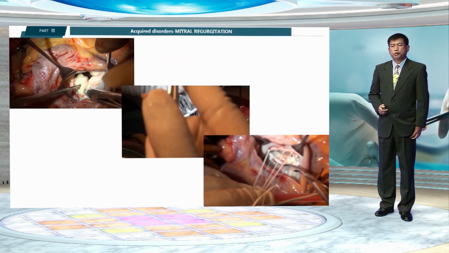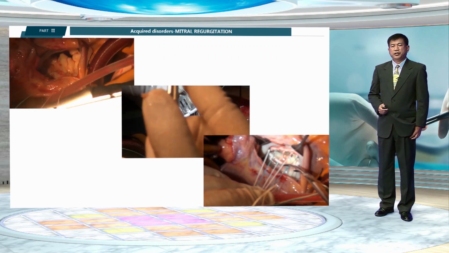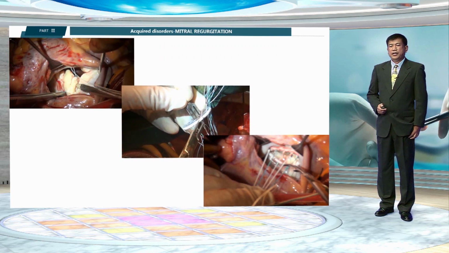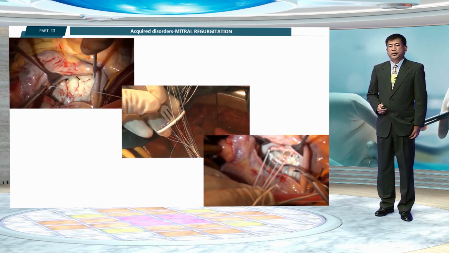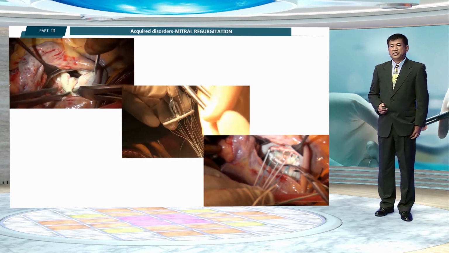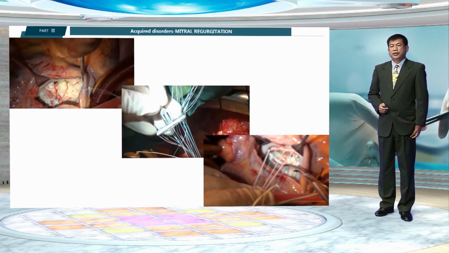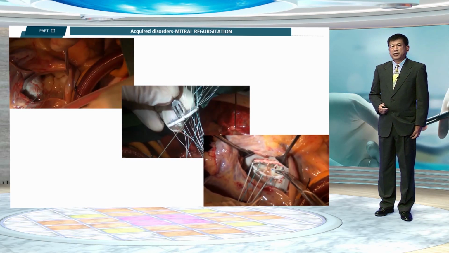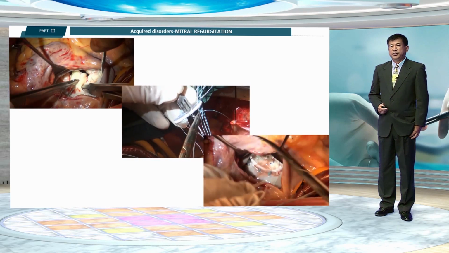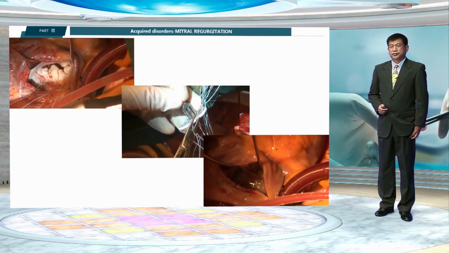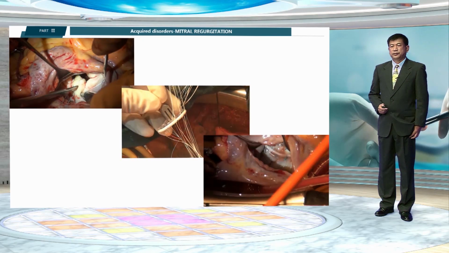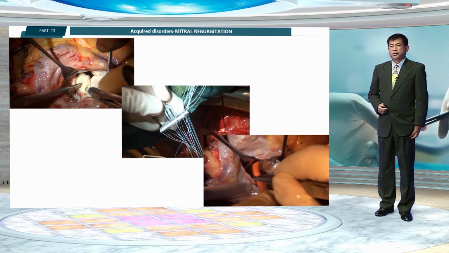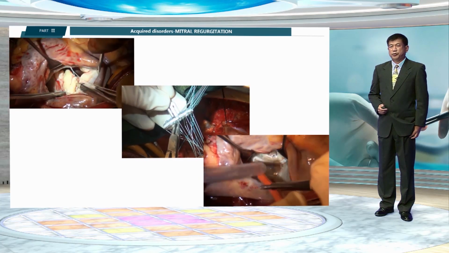And these three video clips show the process of a mitral repair. First one, we place sutures, and then we put the sutures through the annuloplasty ring. And the third clip is the final result after a water test. You see, there is no leak. This is a water test to confirm the result of a mitral repair.